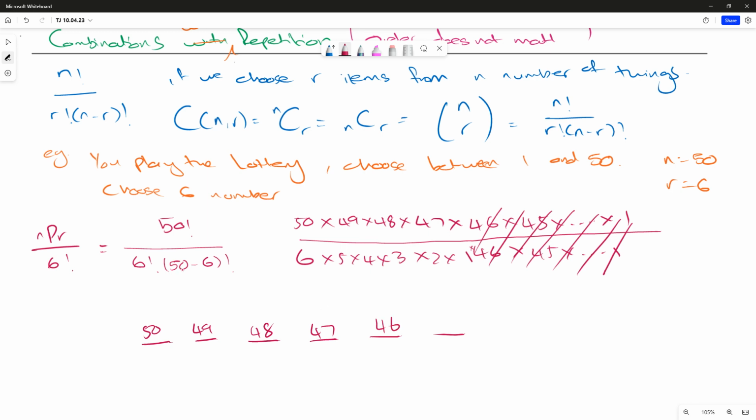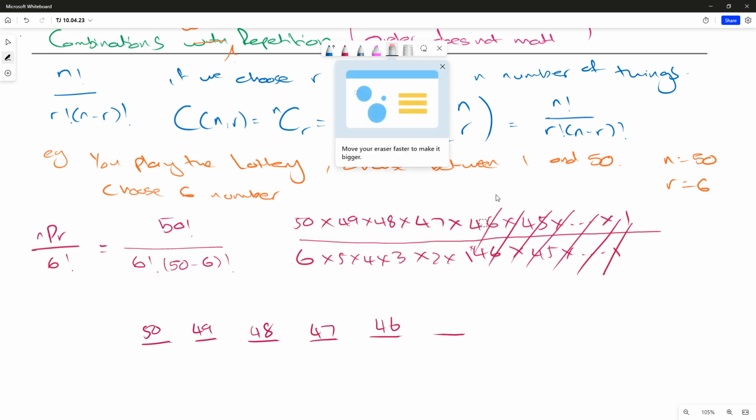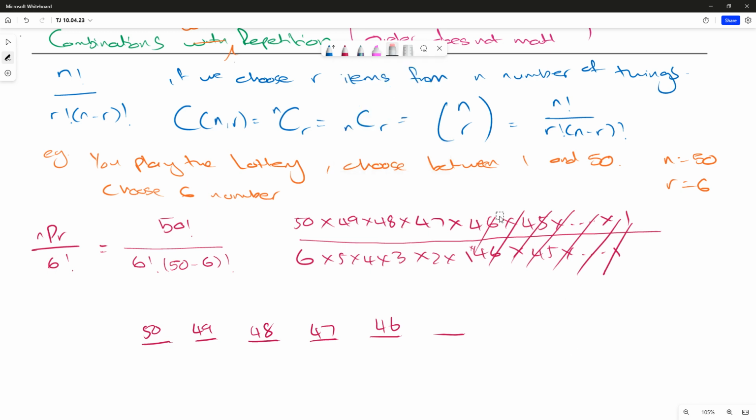It's supposed to be going up to 44. Yeah, it's supposed to be going up till 44. So let me just erase that. So this was supposed to be going up to 4, which means that's not supposed to cancel out. Only cancels out from 44 onwards. So we're keeping that. 45 we keep there. It's from 44 onwards do we cancel it out.